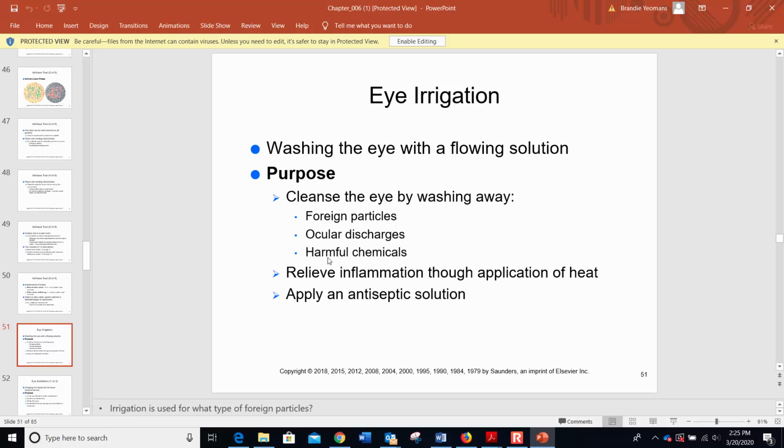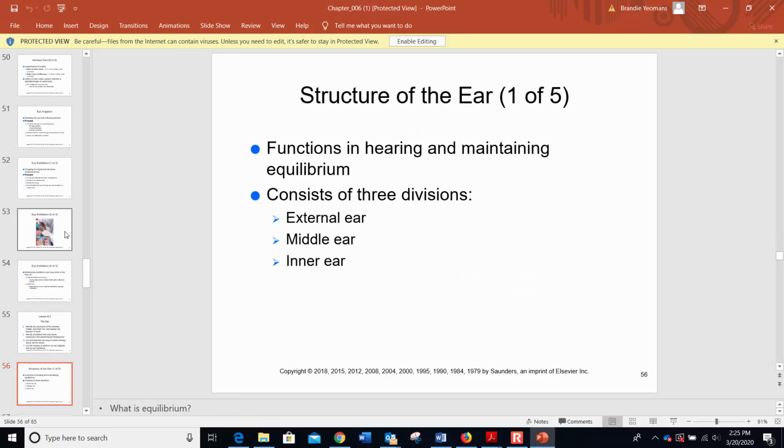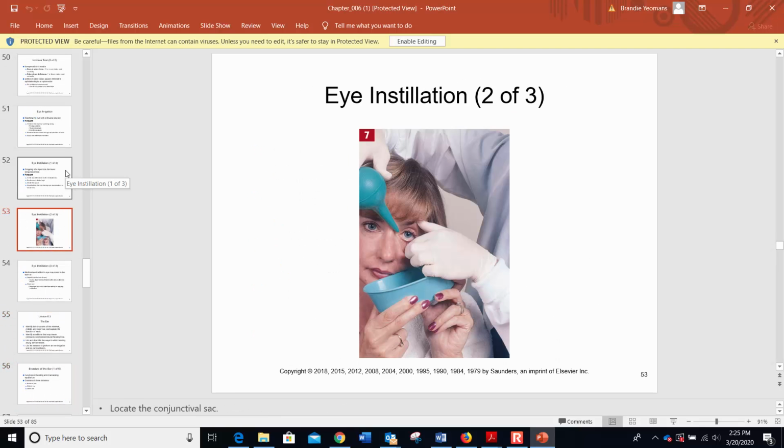Okay. We also can do eye irrigation to relieve inflammation by using some heat and flushing. And then we also can do an antiseptic solution to try to work with the irritation that the patient has. So looking in your textbook, you need to be familiar with some of the other terminology that's related to the anatomy of the eye.